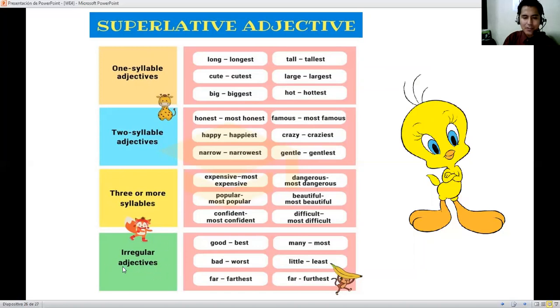And here we have some important cases: irregular adjectives. In these situations, we are not going to add est. All the structure of the words changes. For example, good, best. Bad, worst. Far, farthest. Many, most. Little, least. Far, farthest. As you can notice, in this part, we are changing all the structure.